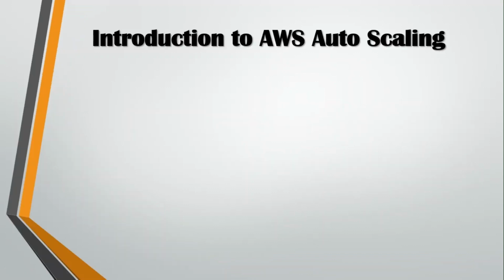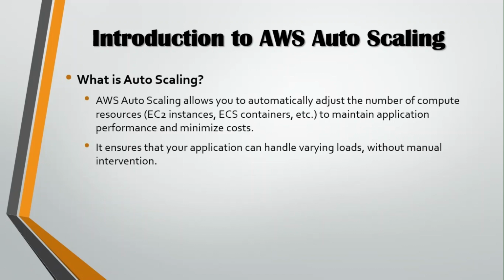So, what exactly is AWS autoscaling? Simply put, it's a service that automatically adjusts the number of resources you need based on the demand. It helps you ensure that your application performs optimally without manually managing infrastructure.